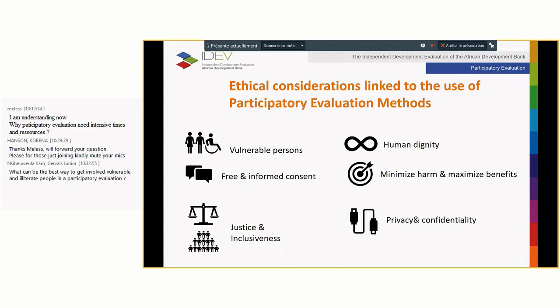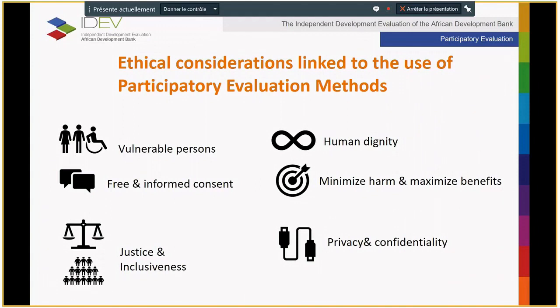Privacy and confidentiality: we need to make sure that their information is kept confidential, because sometimes there might be sharing of sensitive information, and it's very, very important that we ensure that they know that their information is safe, and that this will not be shared with anyone else, and that also what they're sharing is not possible to trace back to a specific person.